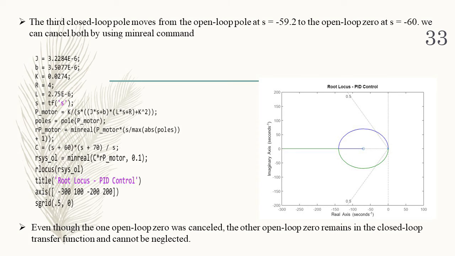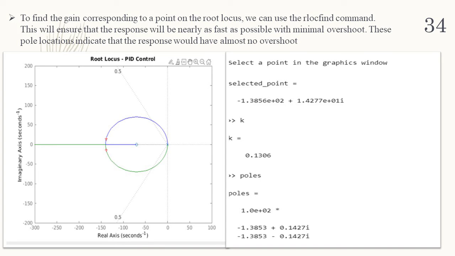As you can see, we've obtained a zero at minus 60 and a pole at minus 59.2. The third closed loop pole moves from the open loop pole at s equal to minus 59.2 to the open loop zero at s equal to minus 60. Thus, we can cancel both of these by using the minreal command. In order to obtain the gain corresponding to a point on the root locus, we can use the rlocfind command. This will ensure that the response will be nearly as fast as possible with minimal overshoot.